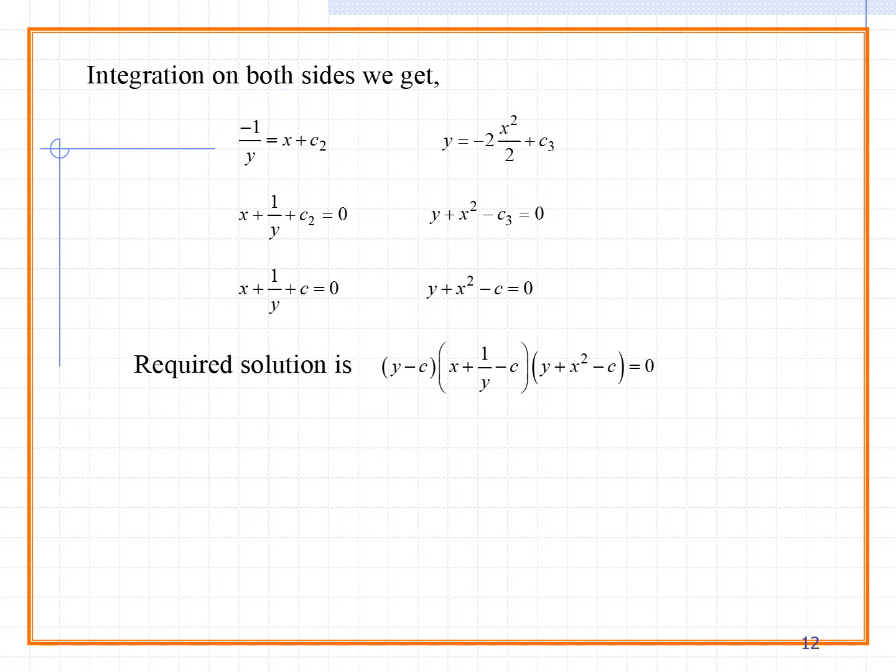Now you have the three solutions. One is y minus c. The second is x plus 1 by y plus c, sorry, plus c. And y plus x square minus c equal to 0. So therefore, it is the required solution of the given equation.